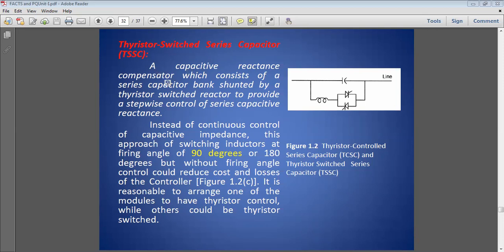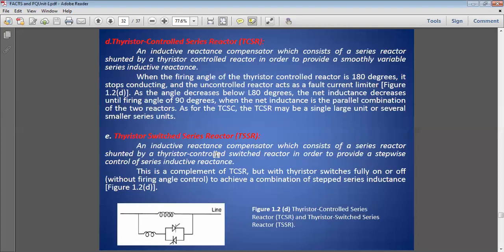It is a capacitive reactance compensator which consists of a series capacitor bank shunted by a thyristor switched reactor. Now, this much part is the thyristor switched reactor, to provide stepwise control of the series capacitive reactance. When we do not want smooth control of the capacitor value, we can use the thyristor switch. So the cost of this one is smaller as compared to the thyristor controlled series capacitor. So these are the two basic types of series compensation which we are using as a FACTS device in the transmission line.